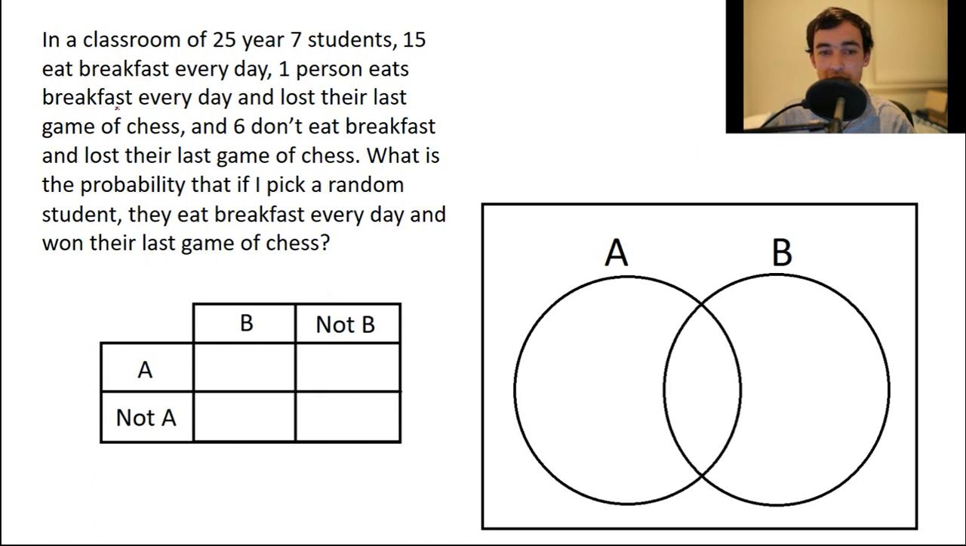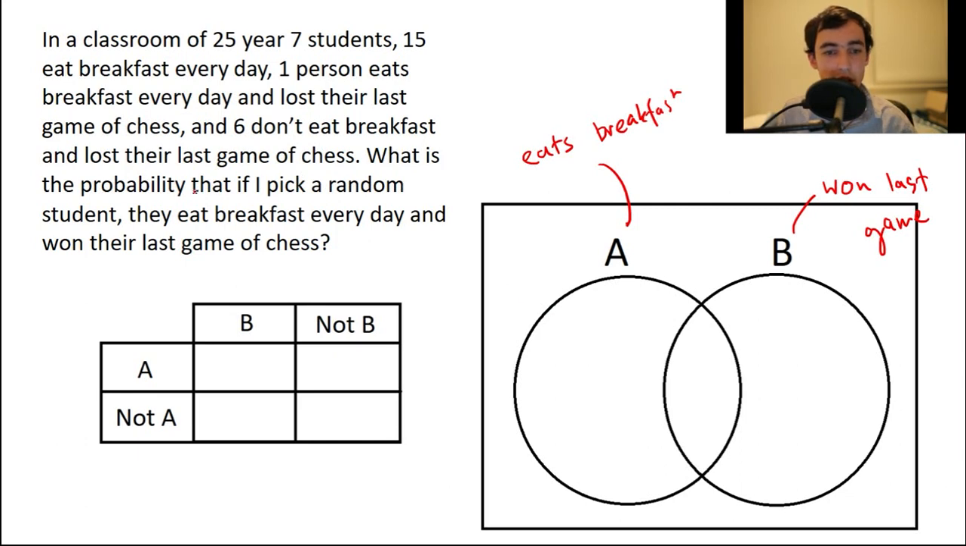So in a classroom of 25 Year 7 students, 15 eat breakfast every day. One person eats breakfast every day and lost their last game of chess. And 6 don't eat breakfast and lost their last game of chess. What is the probability that... Okay, we'll deal with that last bit later. Let's say event A is eats breakfast. Event B is won their last game of chess.